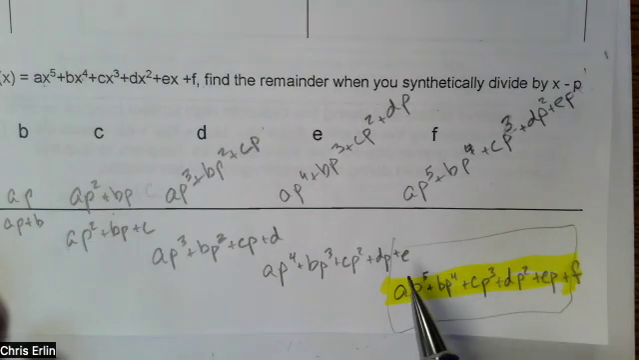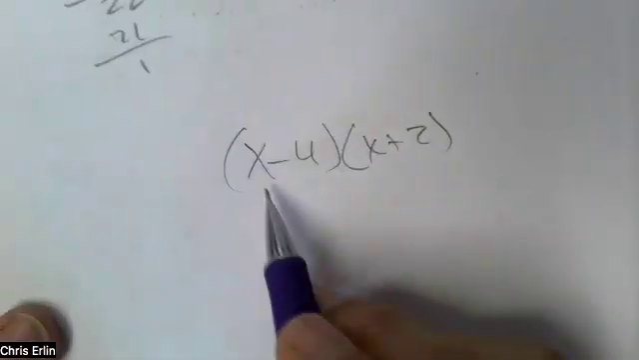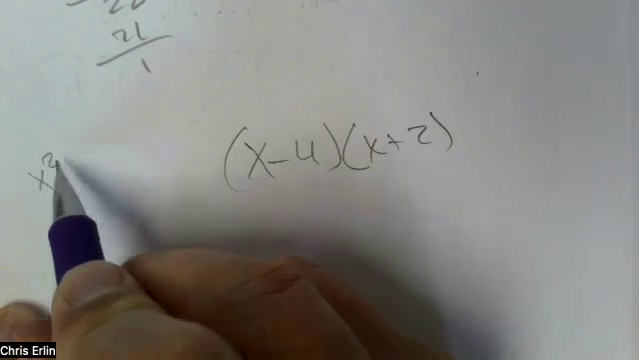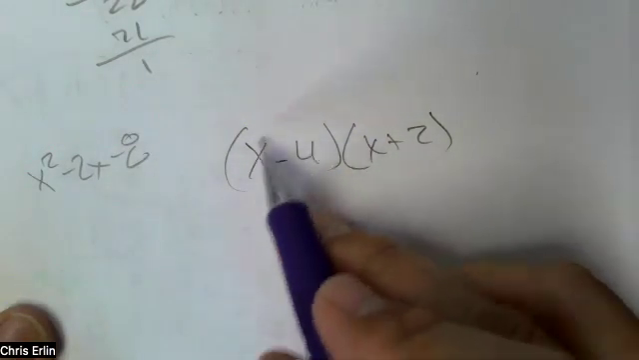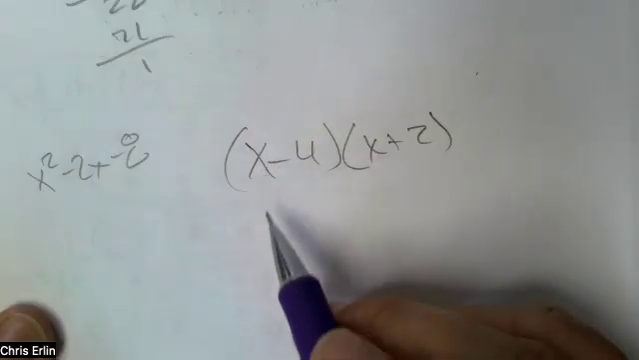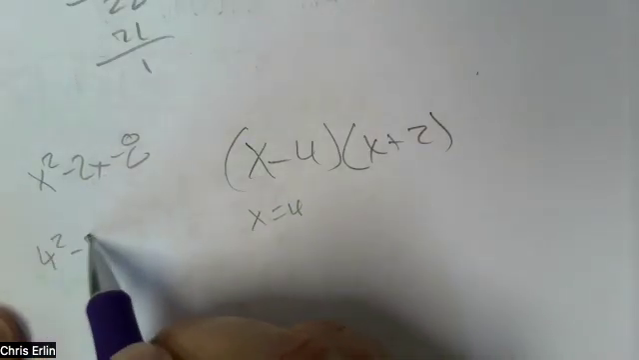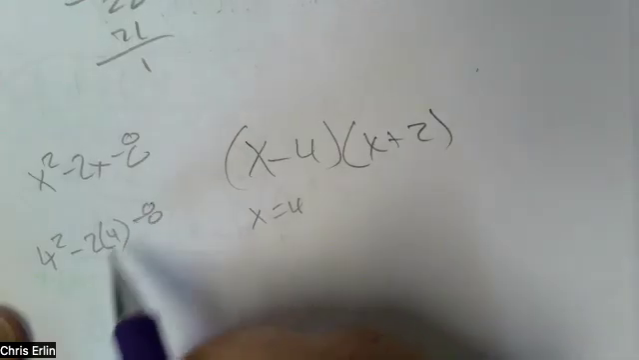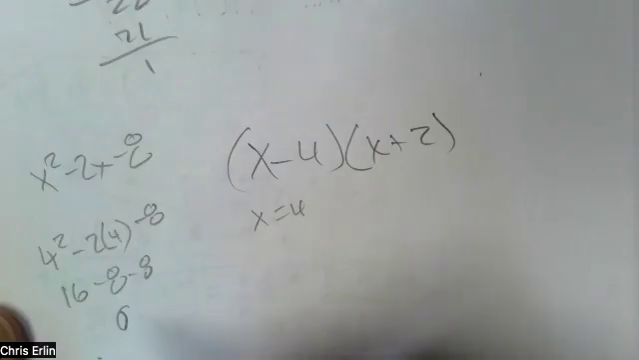We knew that a 0 in the remainder was important, right? And we knew that, for example, X minus 4 times X plus 2 is X squared minus 2X minus 8. Agreed? And what is the X value that turns this into 0? 4. And if I plugged it into the original, 4 squared minus 2 times 4 minus 8, 16 minus 8 minus 8 is 0. That shouldn't surprise us.